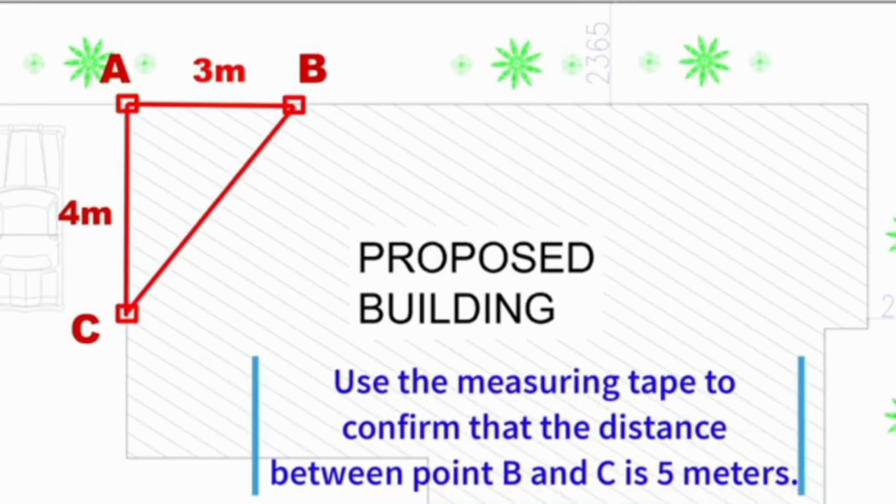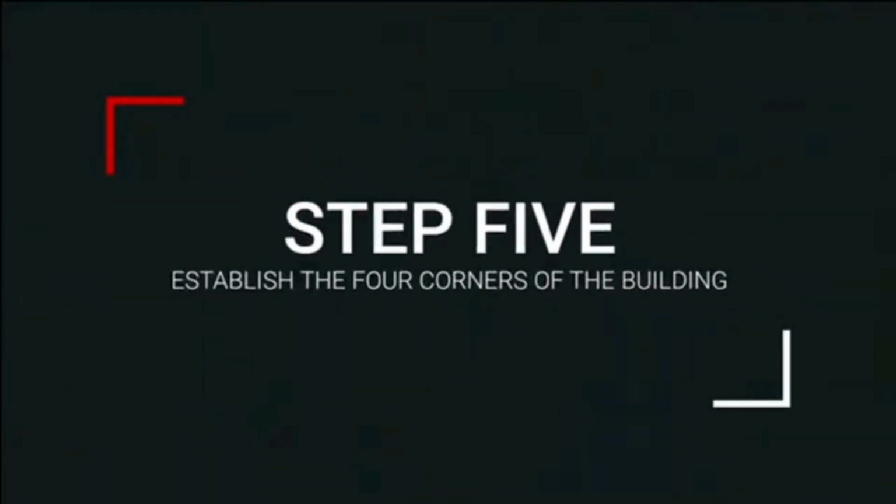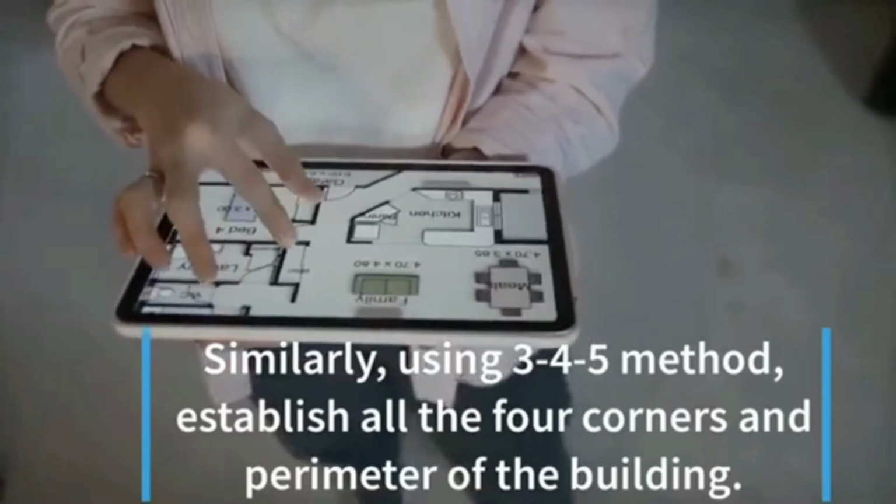Use the measuring tape to confirm that the distance between point B and C is 5 meters. Note that the straight line from point A to B remains the same. You only shift the other line, point A to C, to form the right angle. Step 5. Establish the 4 corners of the building. Similarly, using the 3-4-5 method, establish all the 4 corners and perimeter of the building.